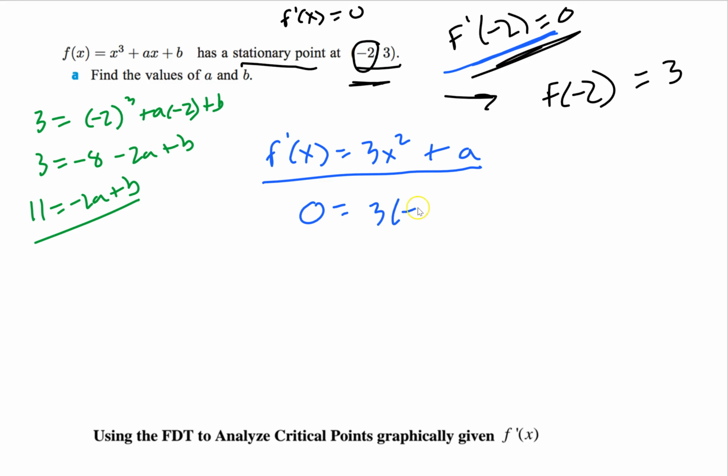So 3 times negative 2 squared plus a. Always do this first. 3 times 4 plus a equals 0. Looks like this is going to be 12, and then you subtract it over. Negative 12 equals a.